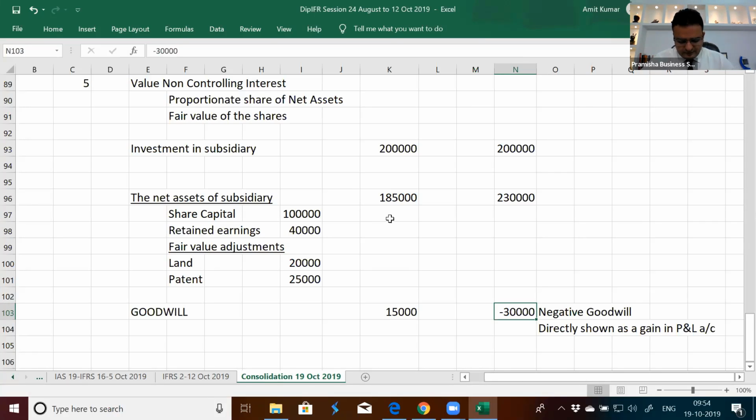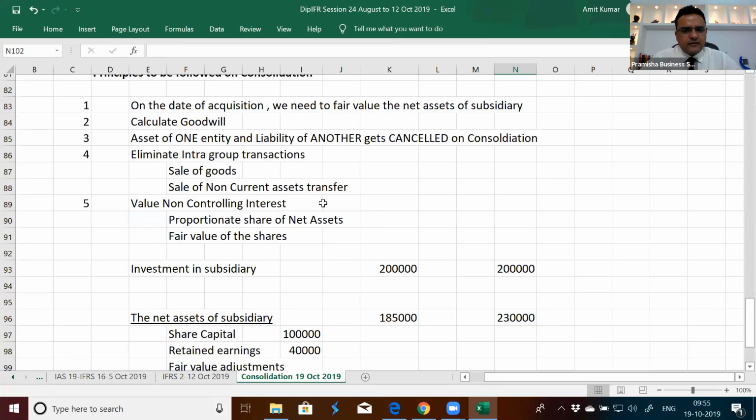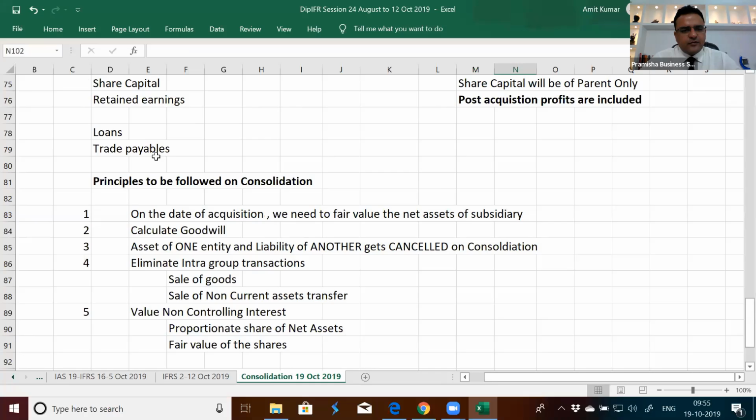I'll discuss goodwill in more detail because I have to discuss valuation of NCI, and valuation of NCI determines valuation of goodwill. I'll show the relationship as I progress. As we progress, we'll touch upon all these items.